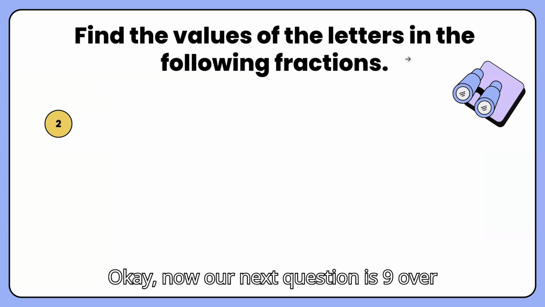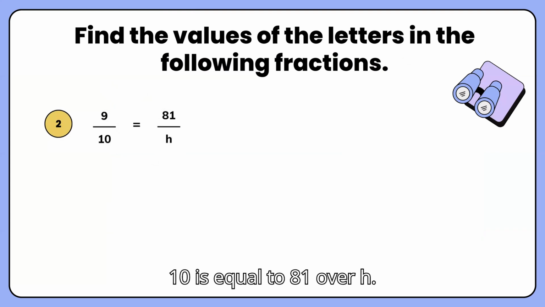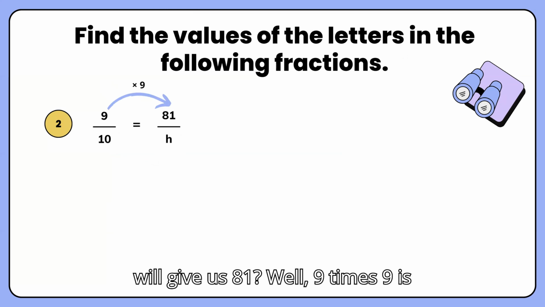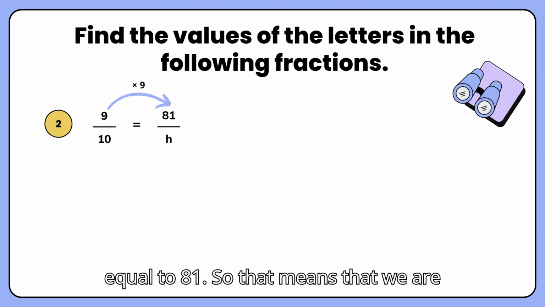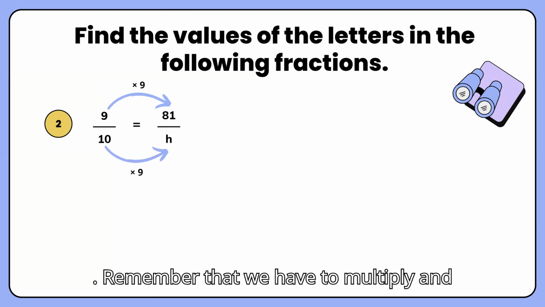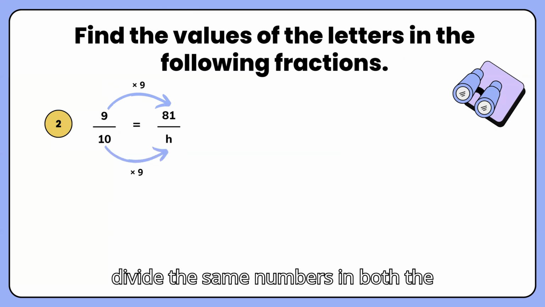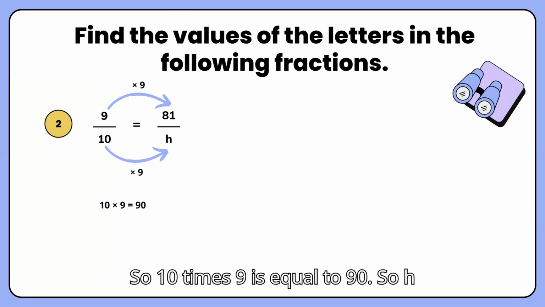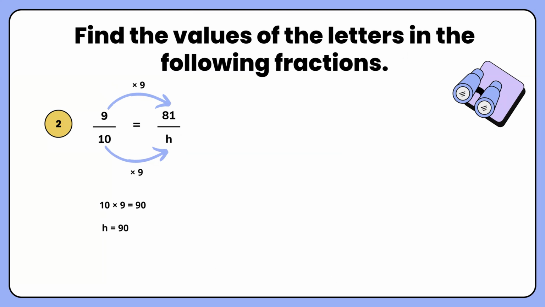Okay, now our next question is 9 over 10 is equal to 81 over b. So now we have to think, what times 9 will give us 81? Well, 9 times 9 is equal to 81. So that means that we're going to multiply 10 by 9 to give us b. Remember that we have to multiply or divide the same numbers in both the numerator and the denominator. So 10 times 9 is equal to 90. So b is equal to 90.